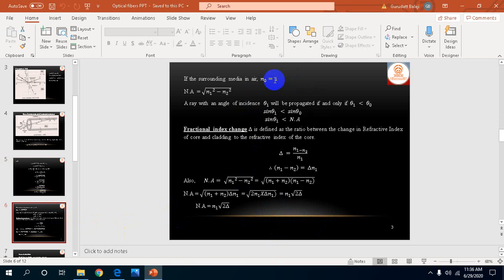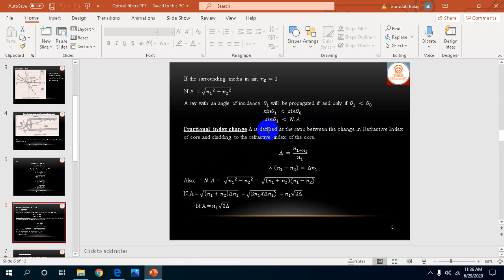If N0 is equal to 1, then we get NA is equal to root of N1 square minus N2 square. So the condition for ray propagation is always that theta should be less than theta naught, or sin theta is less than sin theta naught, or less than the numerical aperture. This is the expression for the numerical aperture.